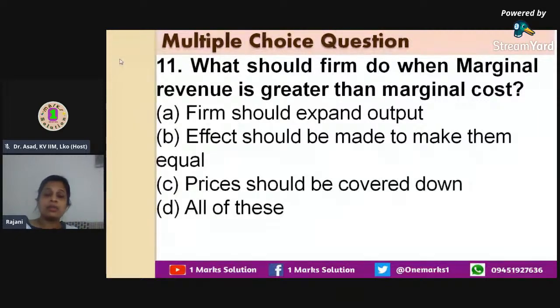I think the firm should expand output so that the condition MR equals MC will be satisfied. So what should a firm do when marginal revenue is greater than marginal cost? The firm should expand output. That should be the correct answer. The firm should expand output until the additional revenue equals the additional cost. At that point, the firm is in equilibrium. Okay.